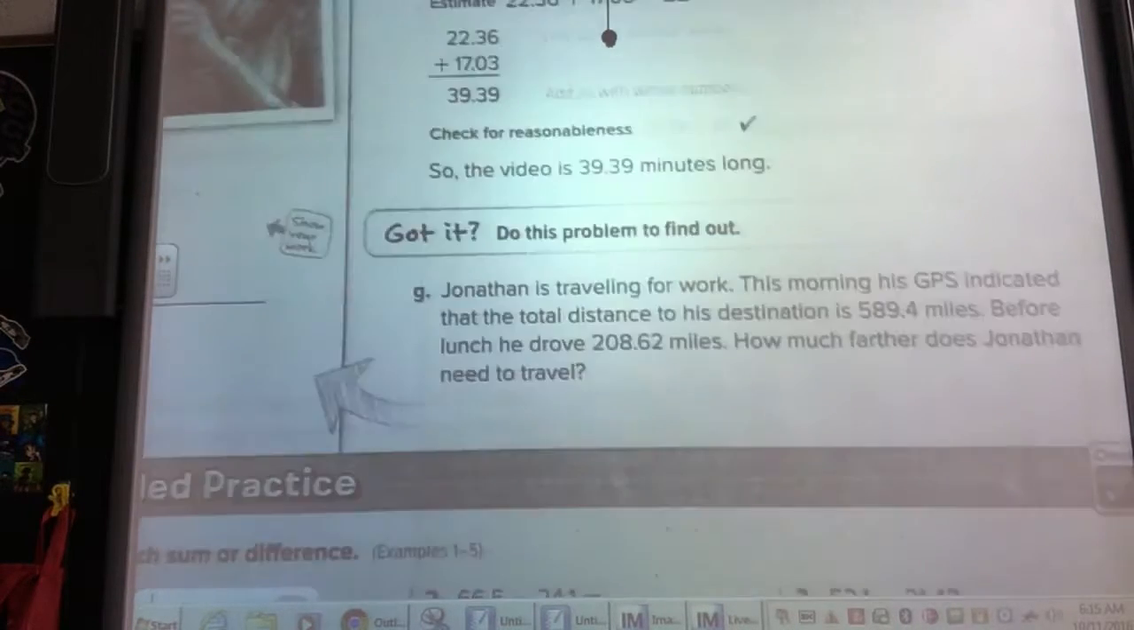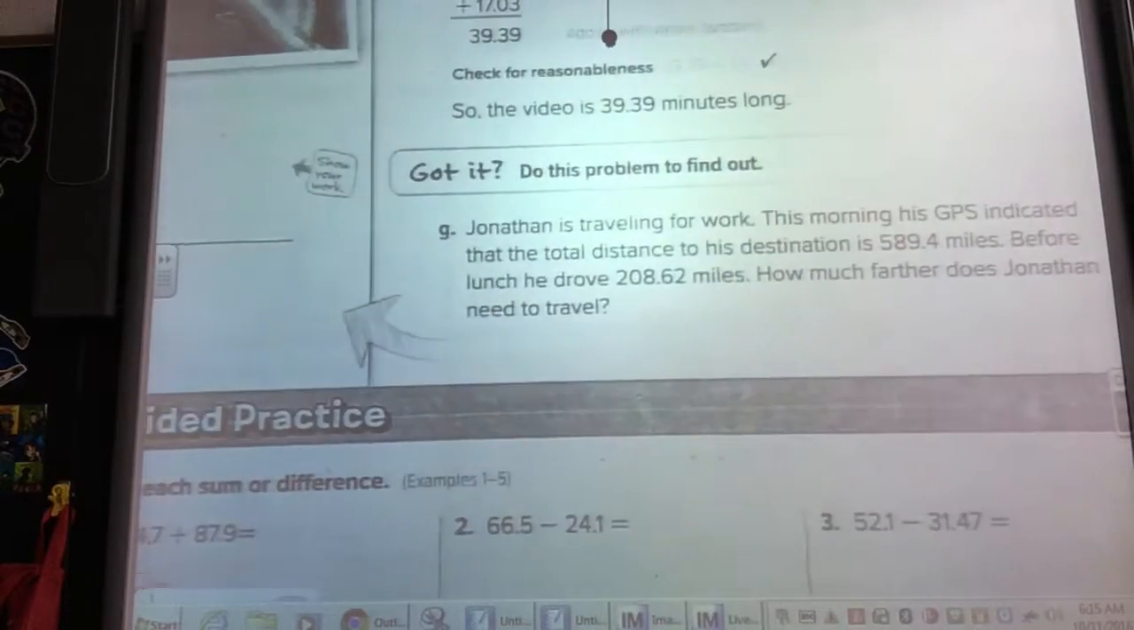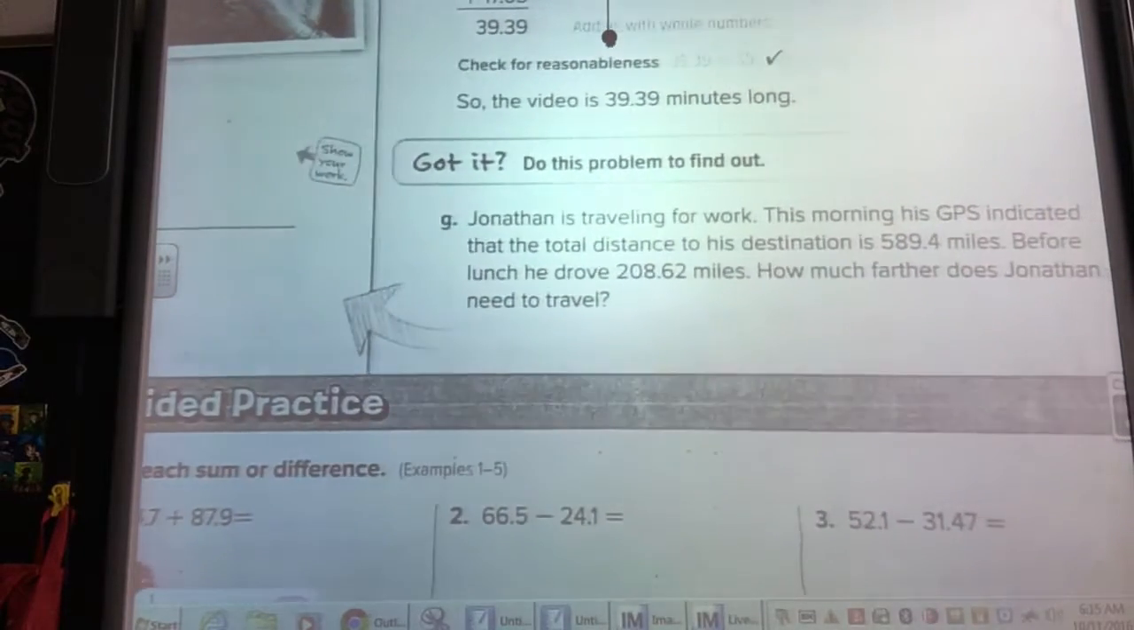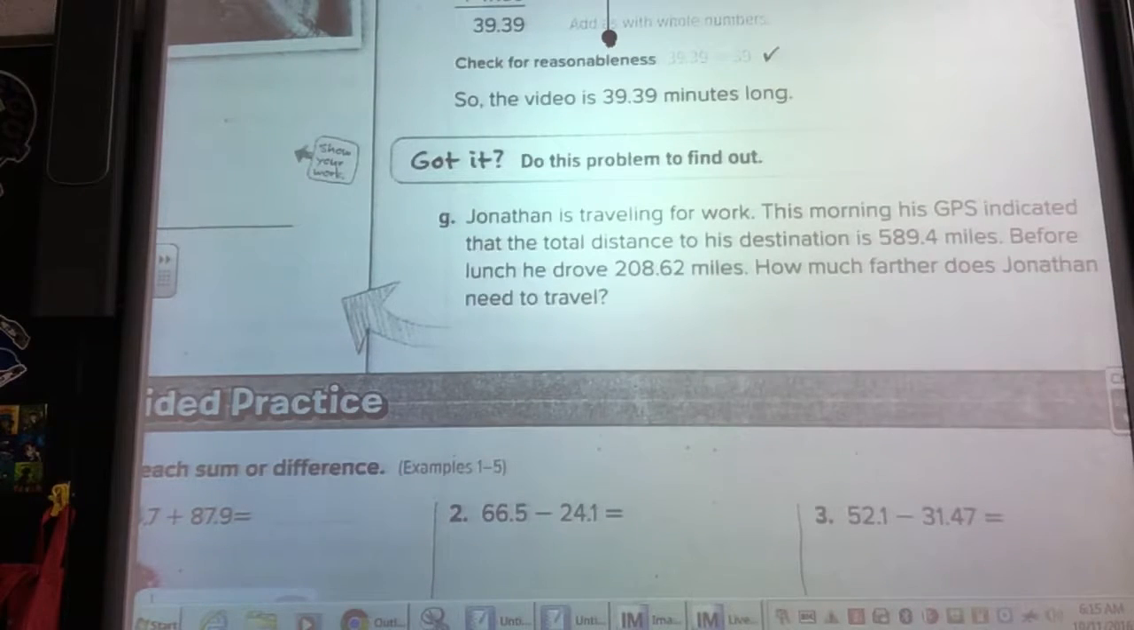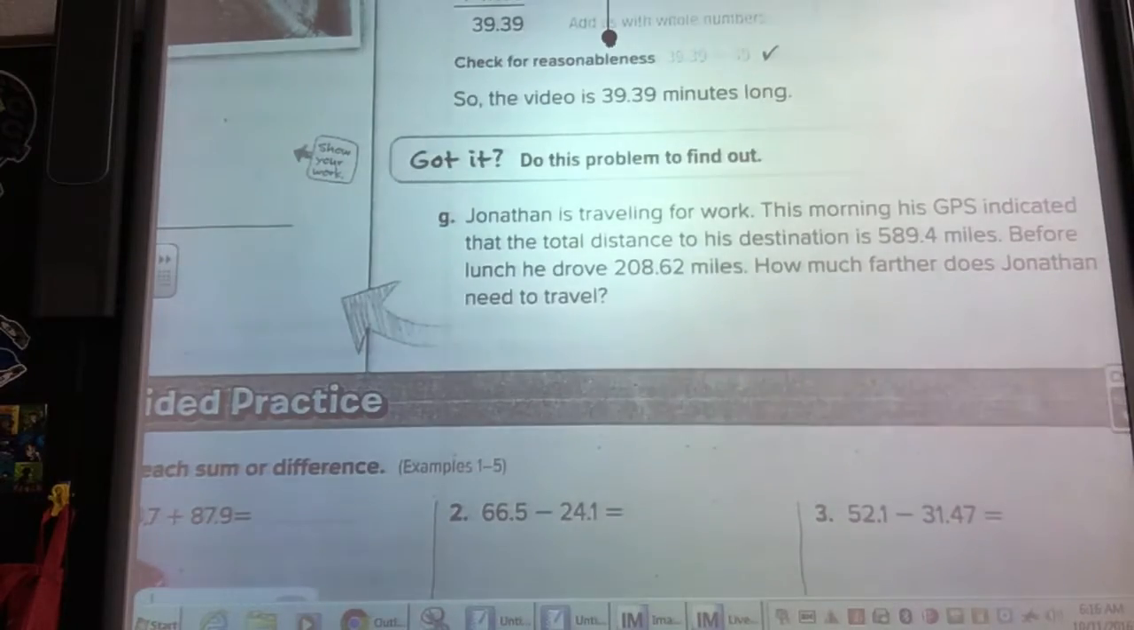Let's try one on our own. Here we go. Jonathan is traveling for work. This morning his GPS indicated that the total distance is 589.4 miles. Before lunch he drove 208.62 miles. How much further does he need to travel? We're not going to add here because we don't want to add more miles on to travel. We want to take off what we've already done. So we should be subtracting here.